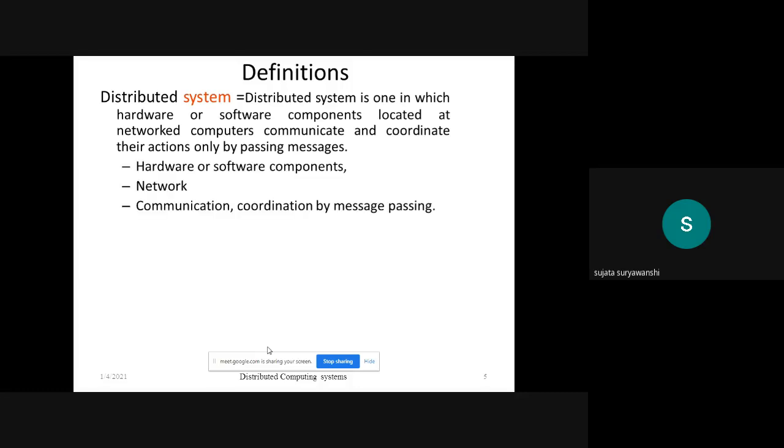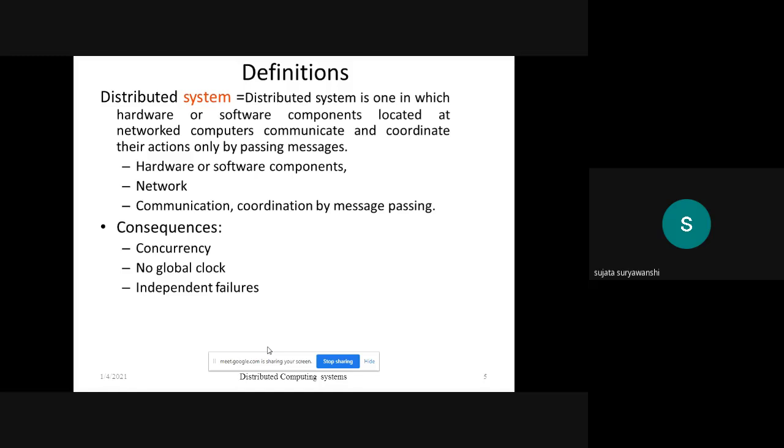Now, these are the different components of the distributed system. The first one is the hardware and software components. What are the hardware and software components the distributed system has? The next one is the network, meaning what different components are required for the distributed system. The network is very important for the connection. The last one is communication and coordination. Communication and coordination happen using message passing. One system will pass the message through the network only.